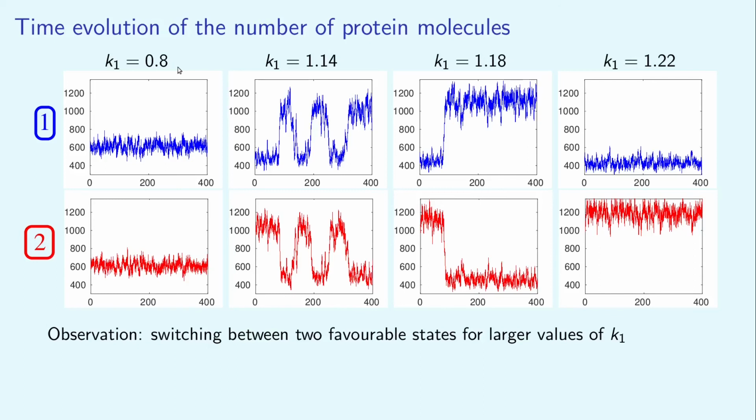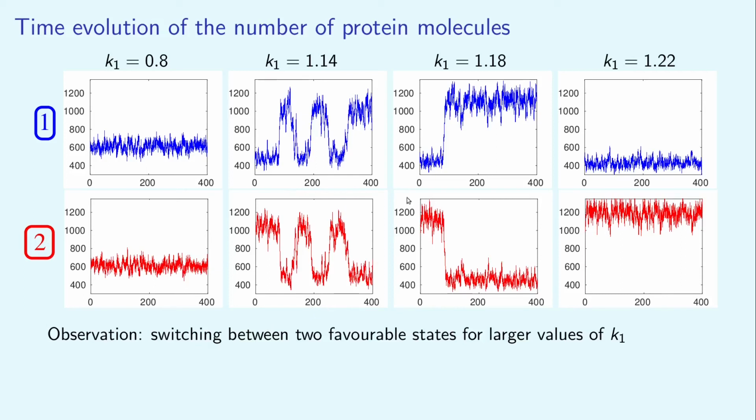Our illustrative results are plotted here for different values of the production rate K1. I plot the time evolution of the number of molecules of protein 1 and protein 2 over time intervals of the same length. My previous illustrative results were for K1 equal to 1.14. So these two plots have already been discussed before.